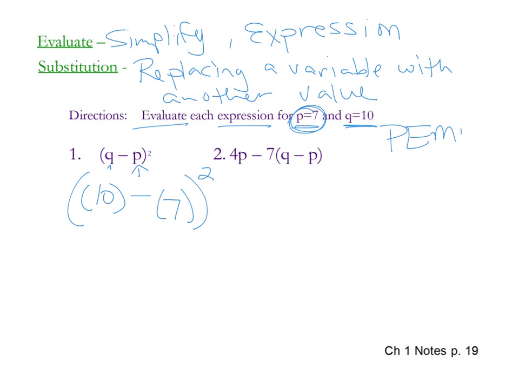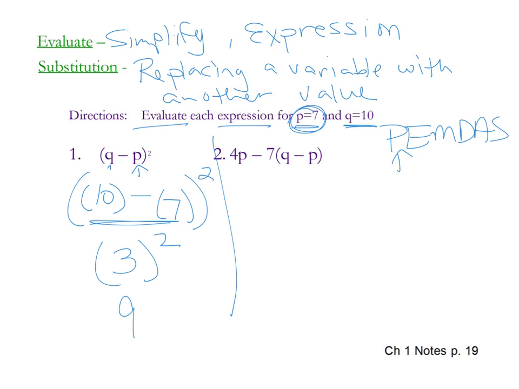So please excuse my dear Aunt Sally. PEMDAS, order of operations. First thing I need to do, parentheses. Inside my parentheses here, I need to do 10 minus 7. So I can do that. That's 3. I'm going to copy everything else down. And 3 squared means to do 3 times 3. So 3 times 3 is 9.